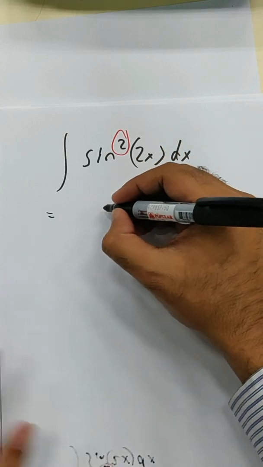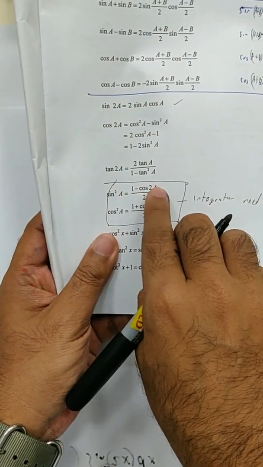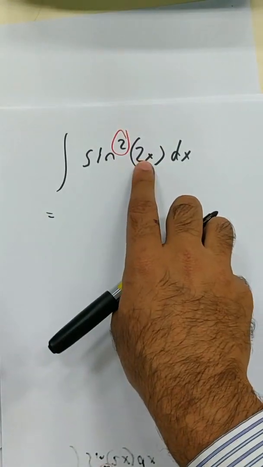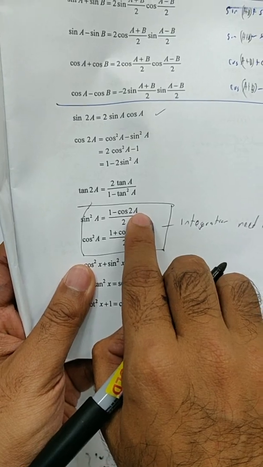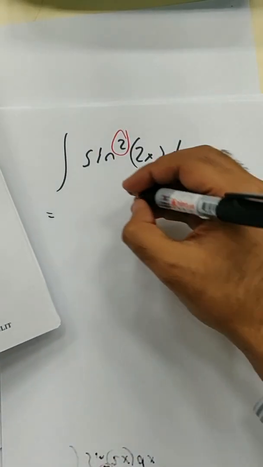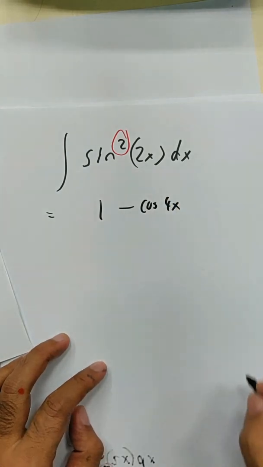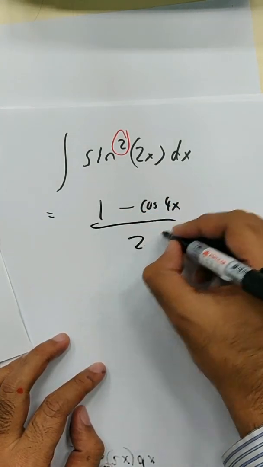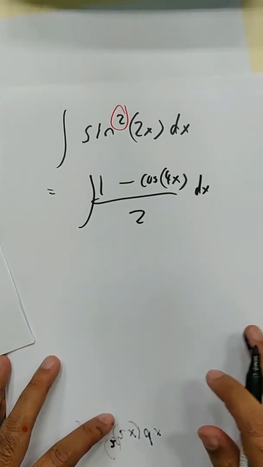So we got ourselves, okay, if this one is sine A, I got cos 2A. Right now I got sine 2x, so I got cos what? Cos 4x. 2 times 2x, I got cos 4x. So 1 minus cos 4x over 2 dx. Are you okay with that?